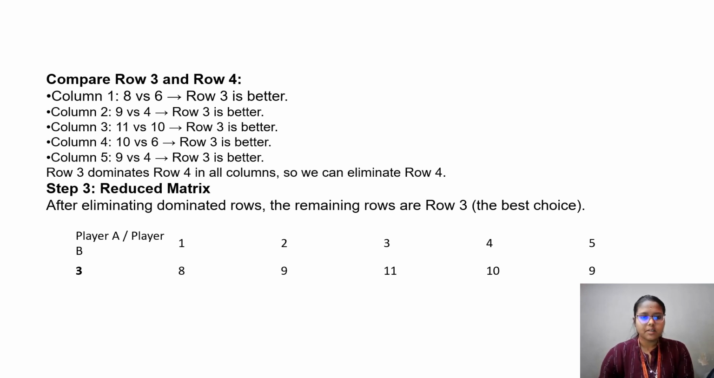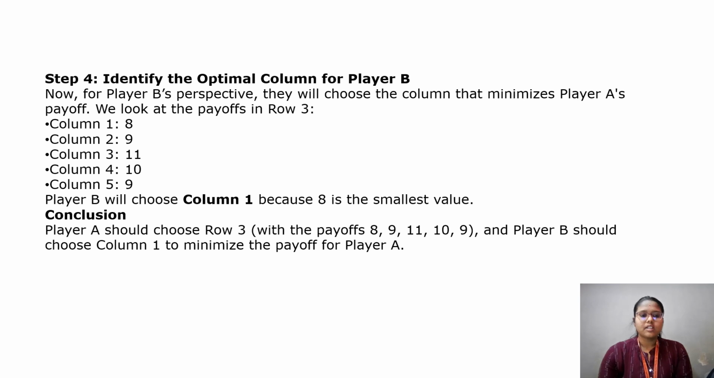Step 3 reduces the matrix after eliminating the dominated rows. After eliminating the rows, we write the remaining rows. The remaining row is row 3, the best choice. So here is the remaining matrix. Next, identify the optimal column for player B. From player B's perspective, they will choose the column that minimizes player A's payoff. We record the payoffs in row 3: column 1, 8; column 2, 9; column 3, 11; column 4, 10; column 5, 9. So player B will choose column 1 because 8 is the smallest value among all the columns.